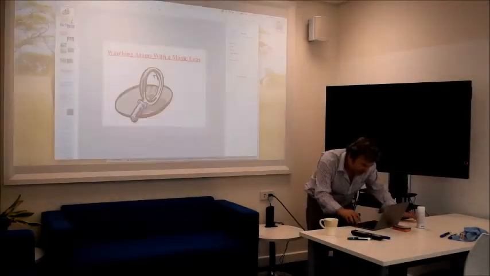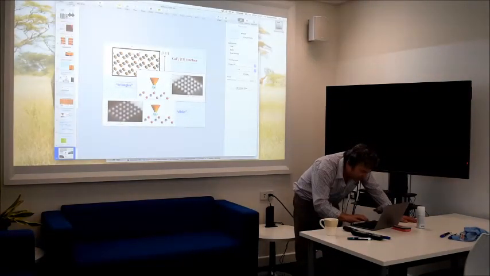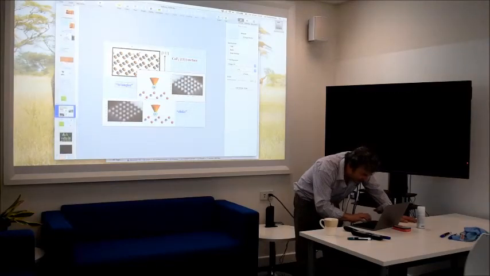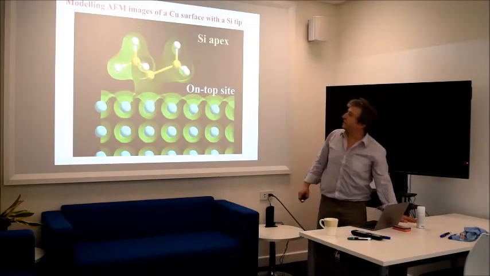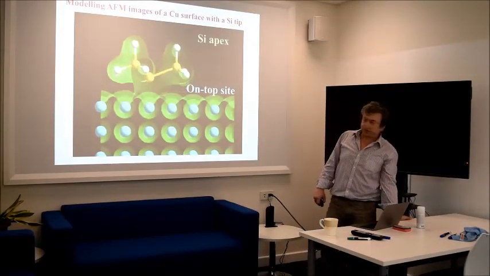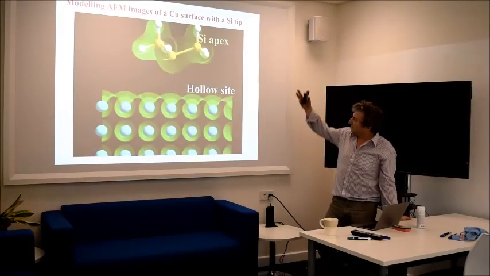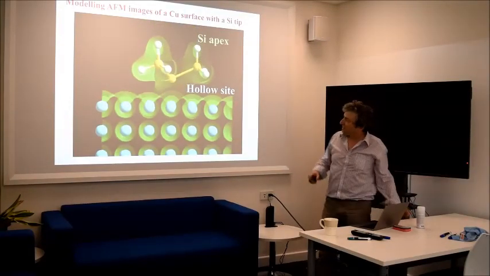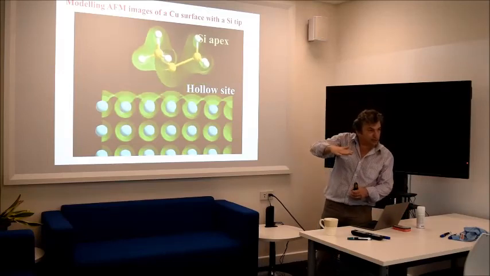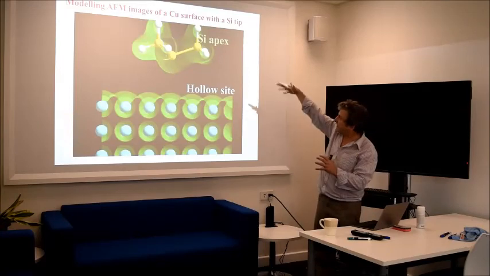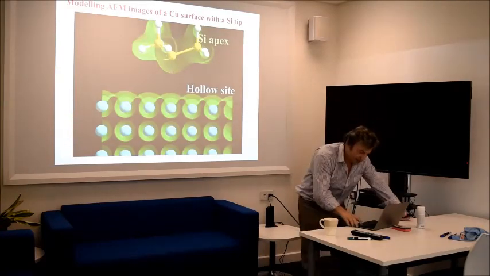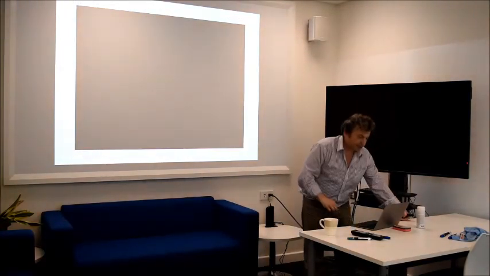But I don't want to go into too much. Because there's not much time, I will show you only a movie. I have a very nice movie. This movie was made in the group of Ivan Stich, Bratislava. They played it around, so you can see how the oscillating tip approaches the surface and retracts, and how the electronic density of the whole system changes. These clouds, this is the electronic density. And that's the film they prepared.